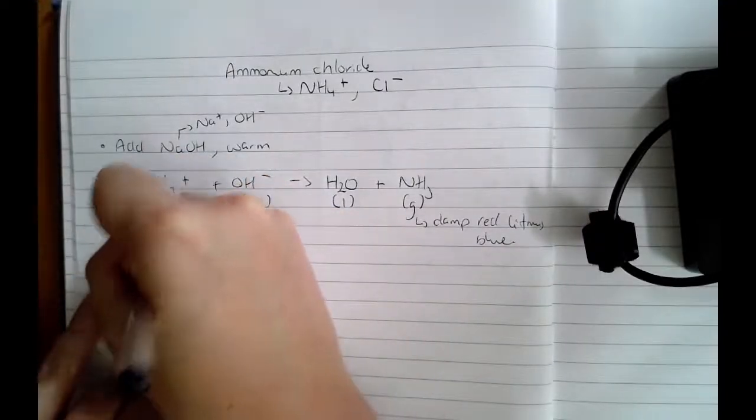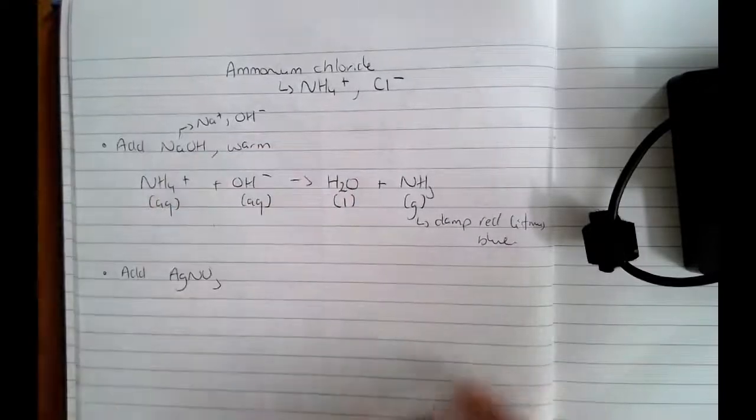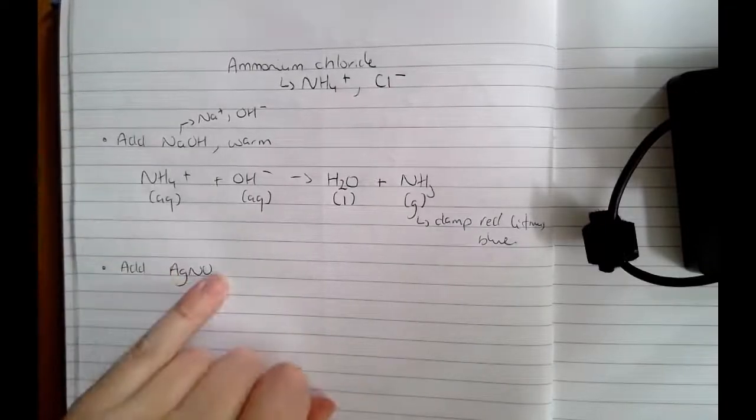So if I'm confirming I've got Cl-, I'm adding silver nitrate. Doing this one, the first thing I would say is add in nitric acid. You don't have any bubbles, so you know you don't have a carbonate. So once you've done that, you're going to add your silver nitrate.